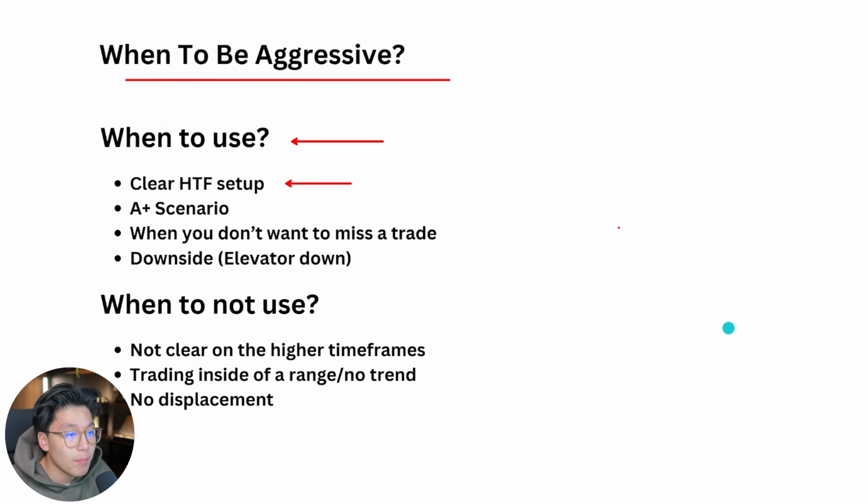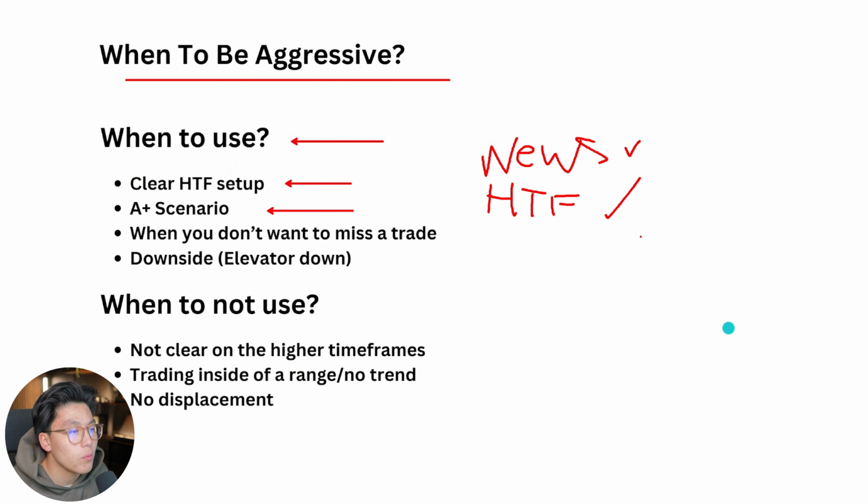When you expect price to gravitate towards a certain area fairly quickly, that's when we can be a little bit more aggressive. Another scenario is when there's A plus conditions. Whenever there's A plus conditions, what we have is news, and we have also higher timeframes as well. So whenever these two are checked off in the pre-market, we can be looking to be a little bit more aggressive when it does come to market open. Another time when you do want to be a little bit more aggressive is you don't want to miss the trade. If you think it's an A plus scenario for you, you can be a little bit more aggressive when it comes to your entries.